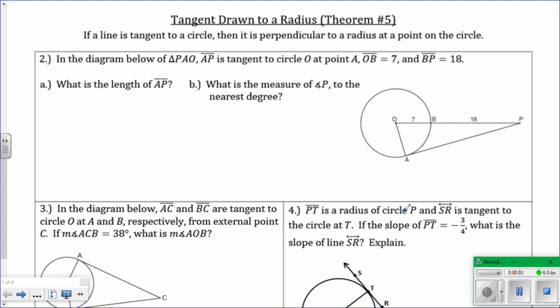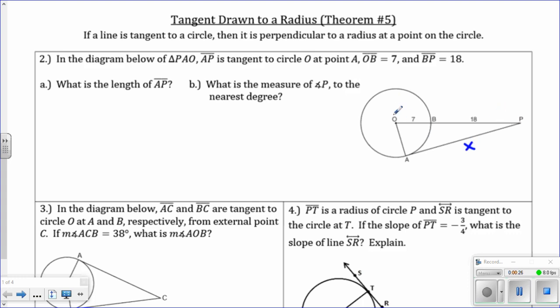So let's focus on some problems that use Theorem 5 that states that if you have a line that's tangent to a circle, meaning it touches at one point, it's also going to be perpendicular to the radius. So number 2, we have AP is tangent to circle O at point A. OB is 7, BP is 18. So part A, we're going to find the length of AP. I'm just going to call it X.